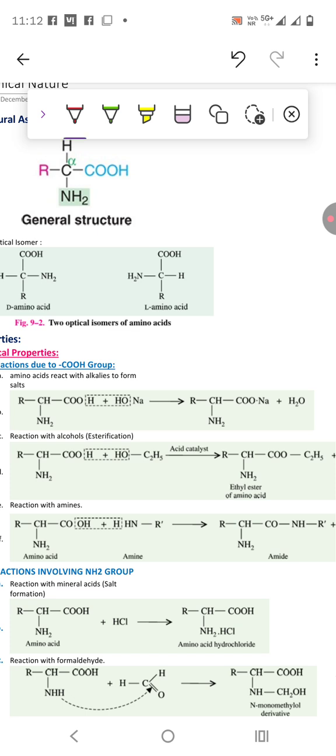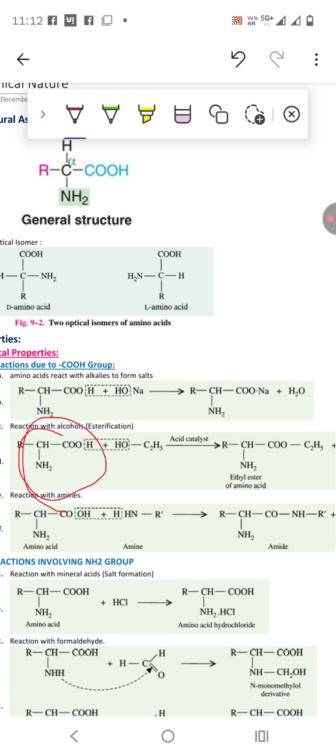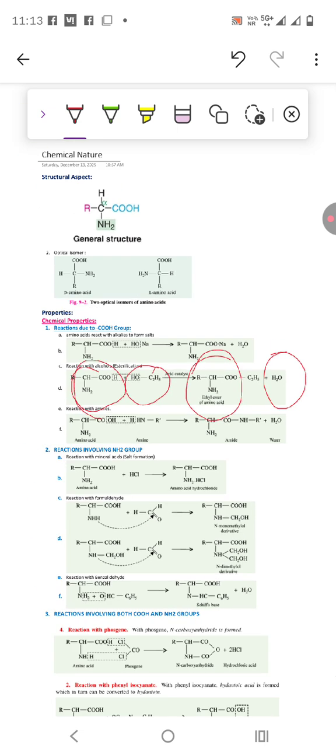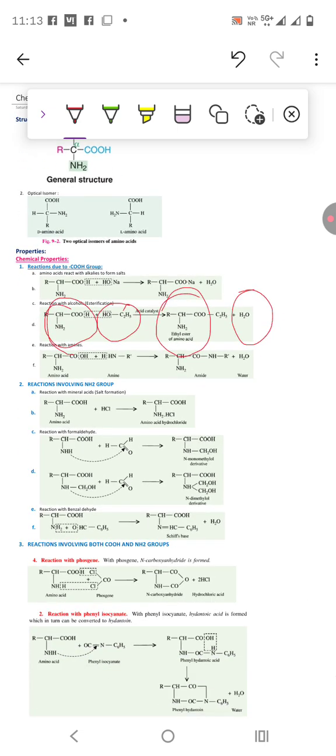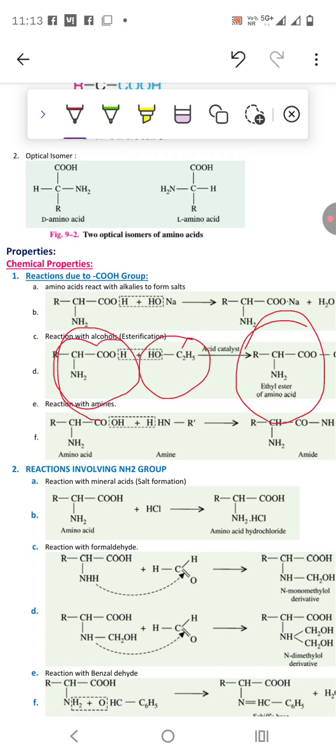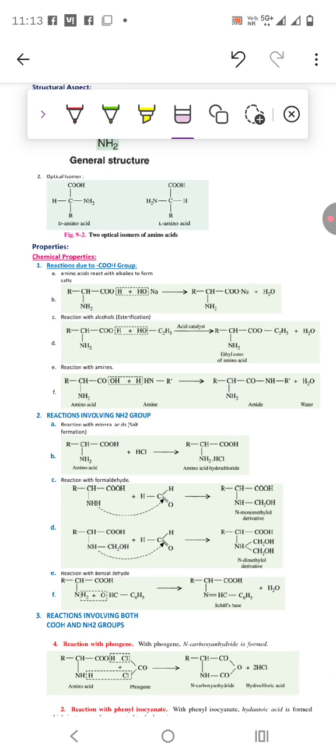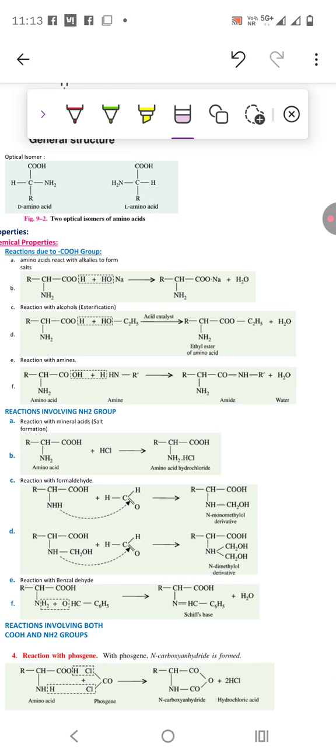If amino acid reacts with an alcohol, acid plus alcohol forms ester and water. This is an esterification reaction. Formation of ester, because amino acid contains an acid; acid plus alcohol gives ester plus H2O. Esterification reaction. That's it.